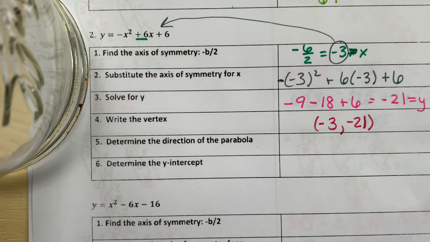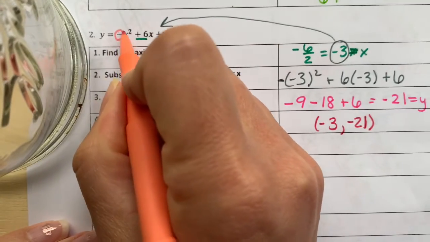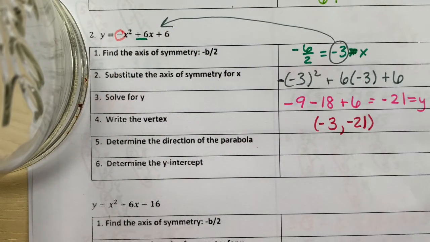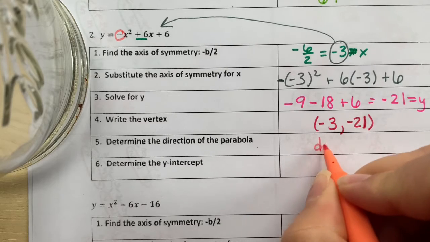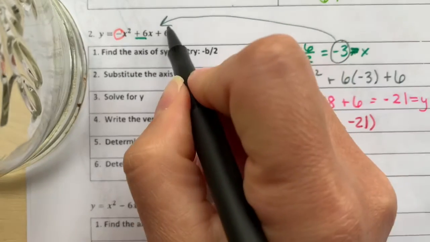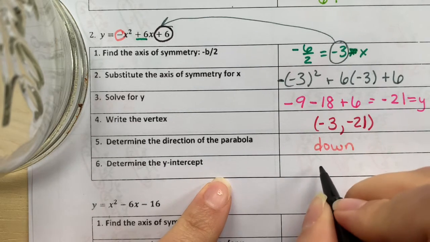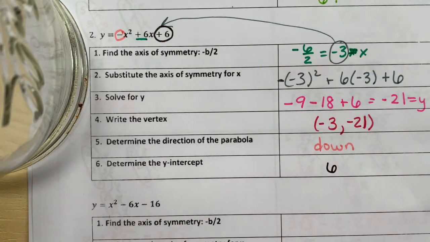We have to determine the direction of the parabola. So we're going to look up here and look at the number in front of x squared. And since it's negative, it is down like a frown. And then we have to determine the y-intercept. And the y-intercept is always this number. It's where it crosses the y-axis. And the y-intercept is at 6.